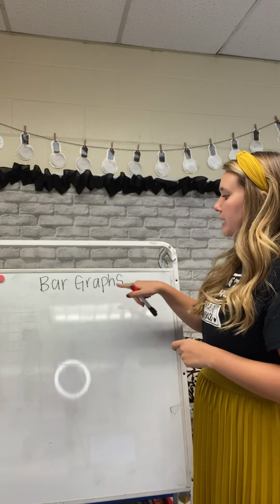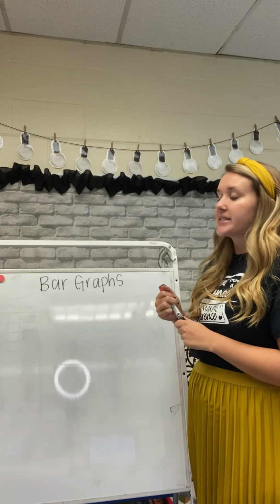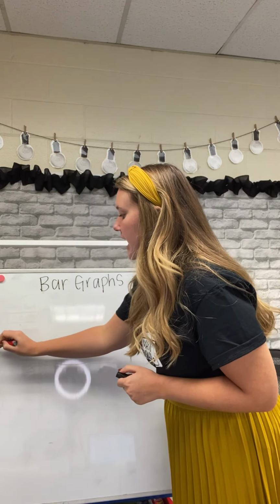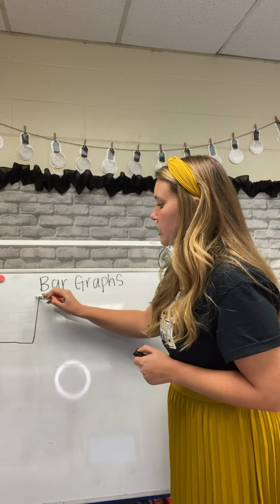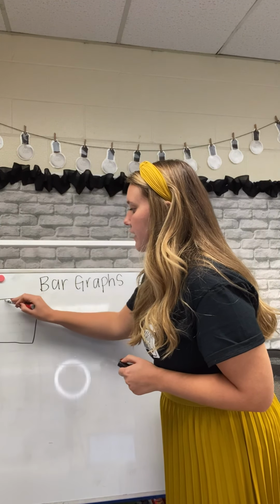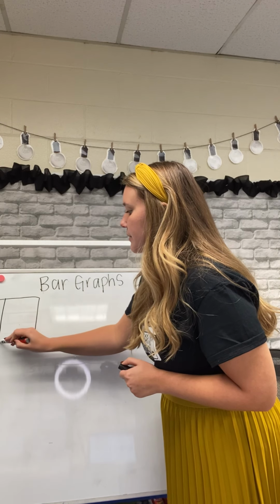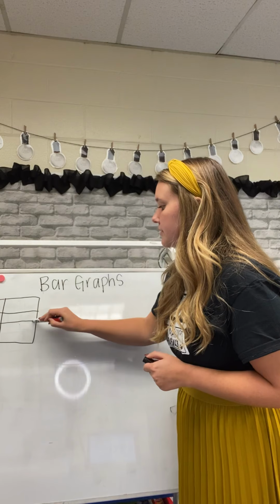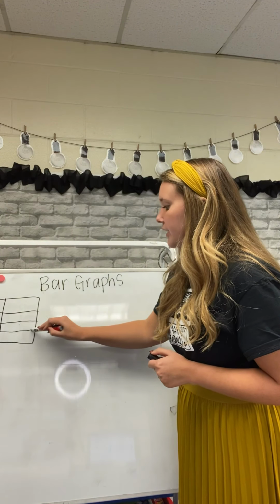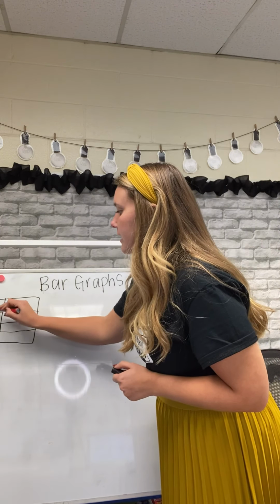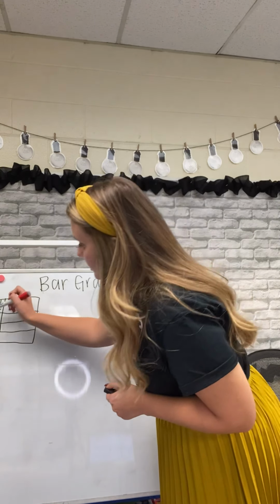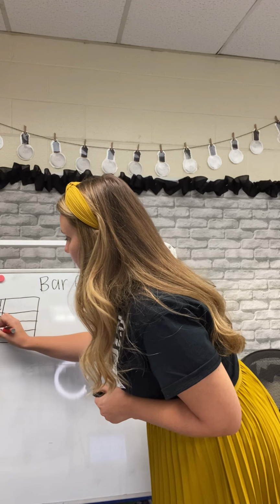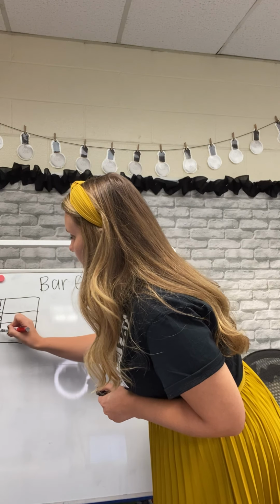So whenever you're creating a bar graph, you're showing data and you're showing it the way that it can be displayed. So we always start with either a tally chart or a data chart that has the data that we're trying to graph. So today we're going to do one for favorite colors. So the color options that we have are red, blue, green, and pink.